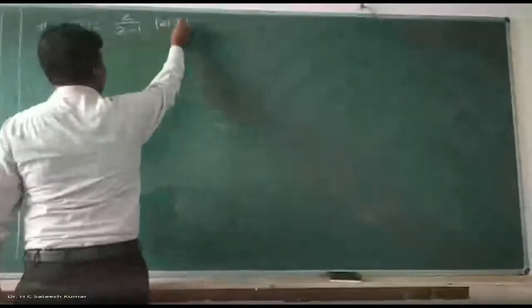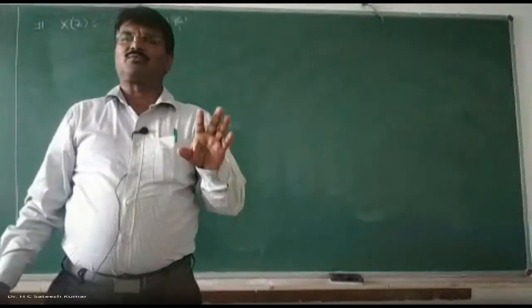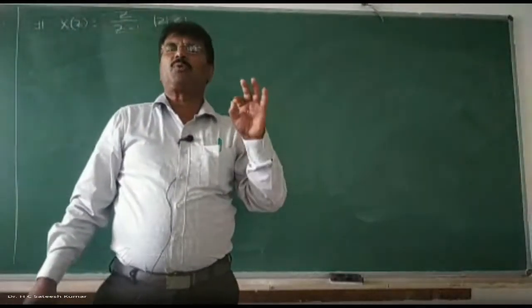Let us say mod Z less than 1. Mod Z less than 1 means what? Left-handed sequence. What does my rule say? My rule says that for a left-handed sequence, x of z is represented as what? Positive powers of z.